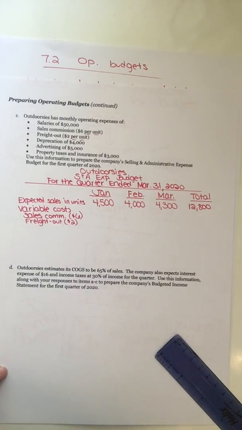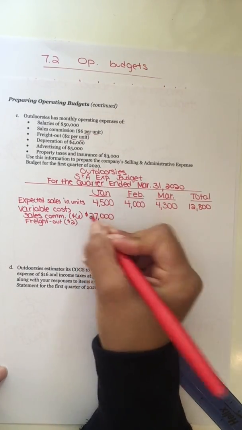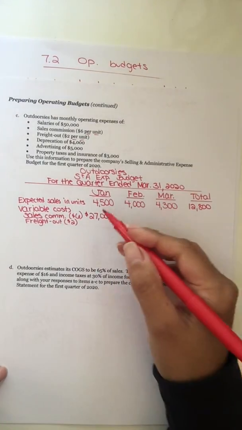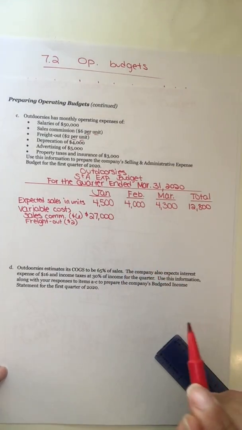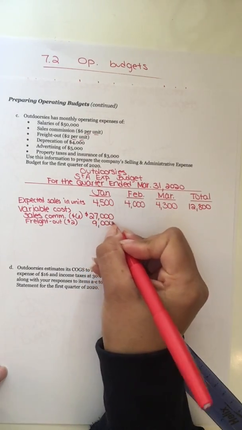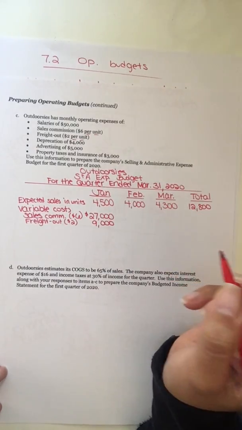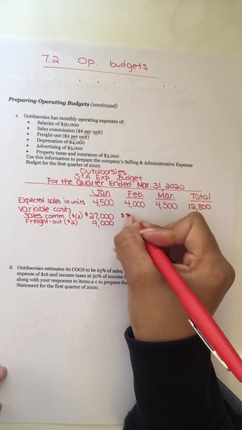All right, so to figure out the total, just multiply the number of units times the per unit cost. So for sales commission, we should get 27,000. We'll go ahead and put a dollar sign on it because now we're leaving the world of units and going into dollars. And it's the first in that column. And then for freight, you should get 9,000. And you don't need a dollar sign on that one because we remember it's just the first of the column. All right, and go ahead and finish off the rest of your columns.